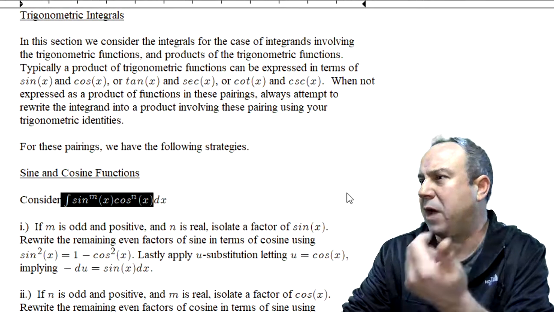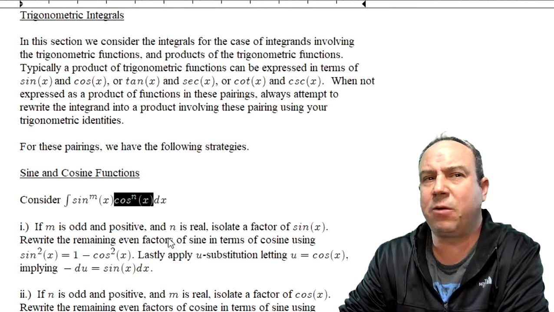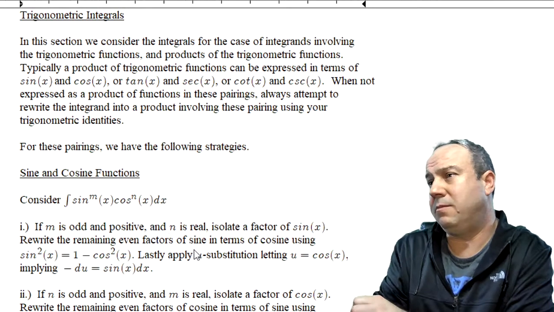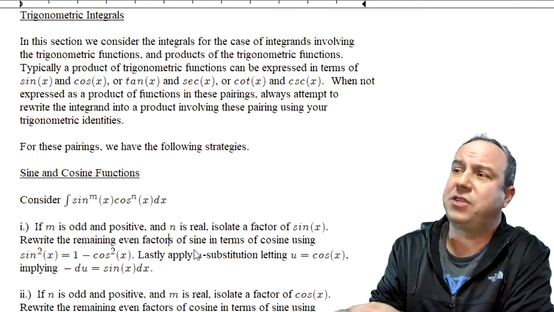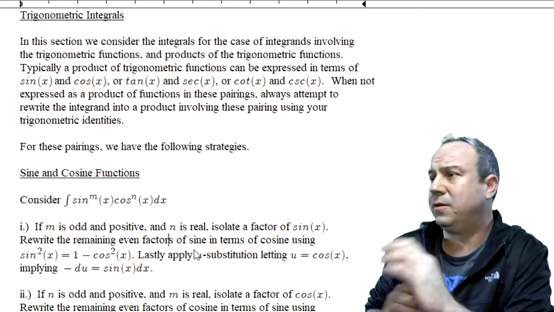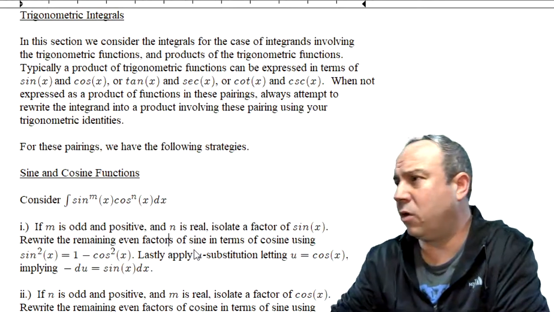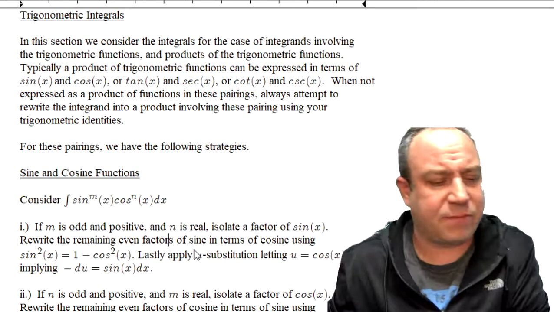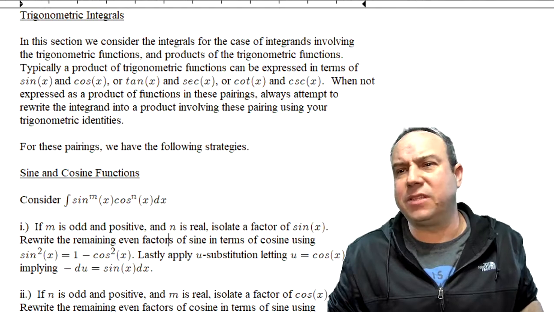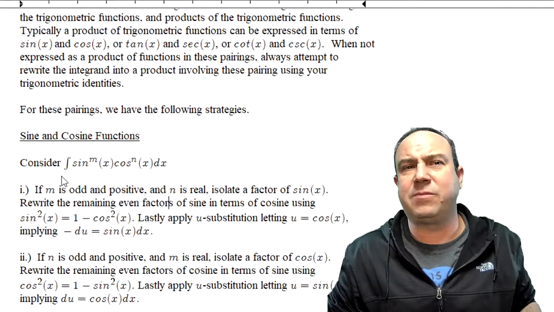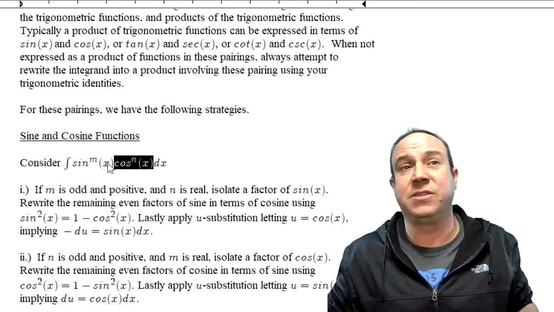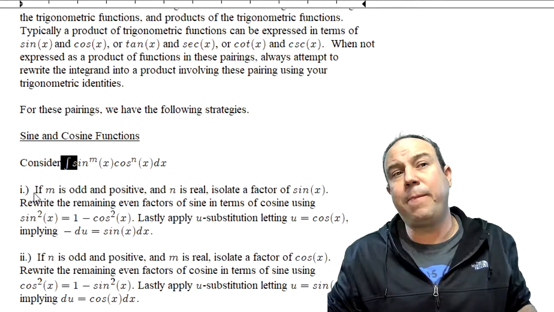A sine to a certain power of m times a cosine to the power of n. And depending upon the even or oddness of the powers, and which one is even or odd, we have a different respective strategy. You can take note here. If we consider a sine raised to the mth power times a cosine raised to the nth power's integration.